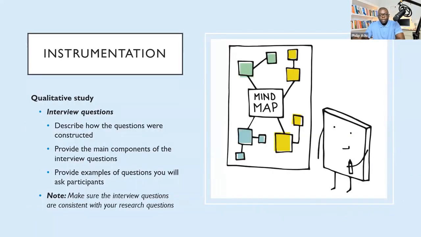For a qualitative study, you can develop your own interview questions, because every study is unique. Every participant is unique. So you have to create your own interview questions. So make sure that the questions are consistent with the research question that you have. So you have to do some kind of mind map and brainstorm based on the research question.